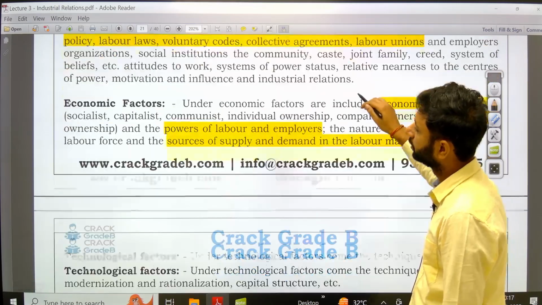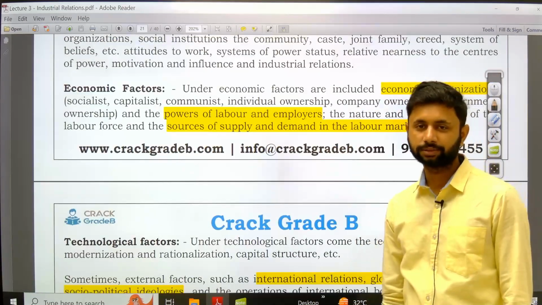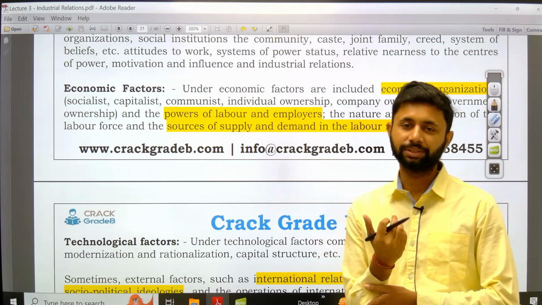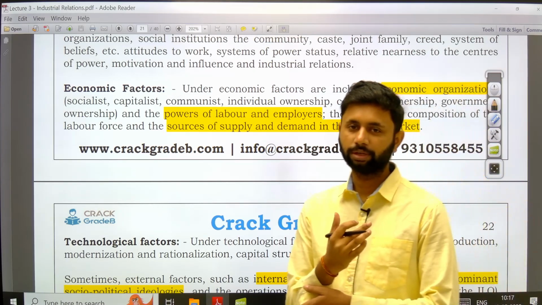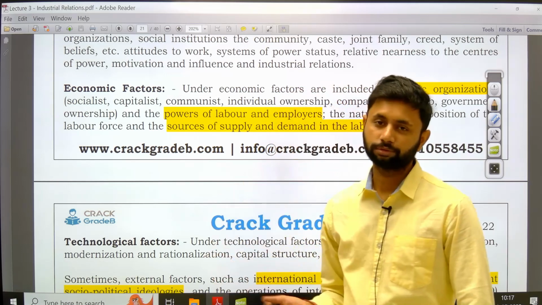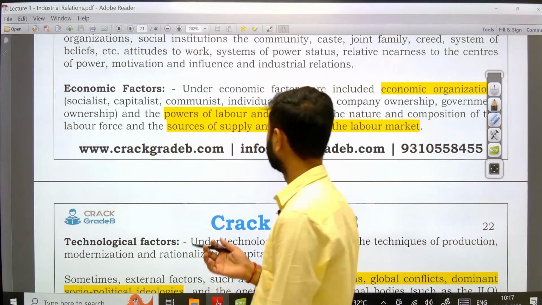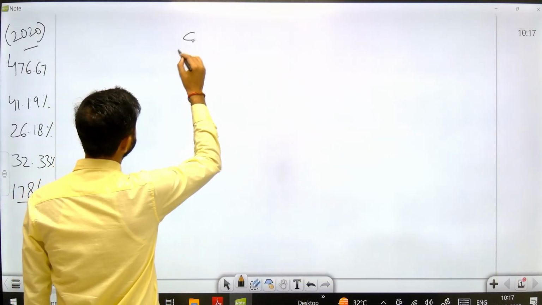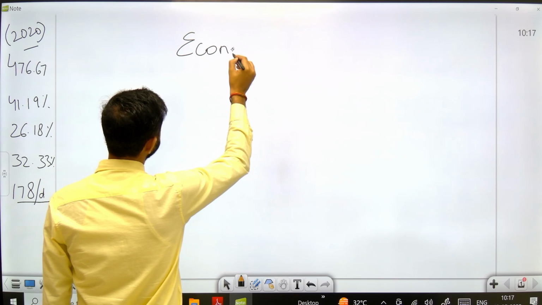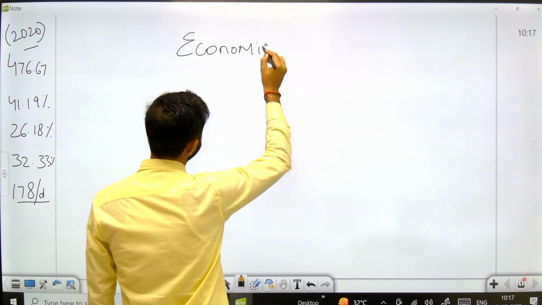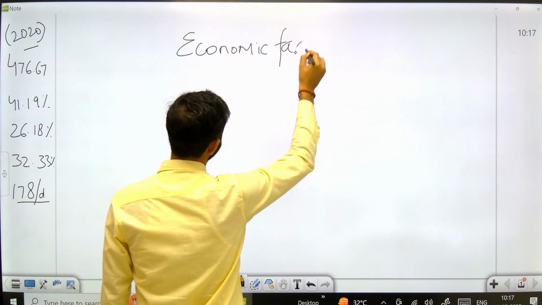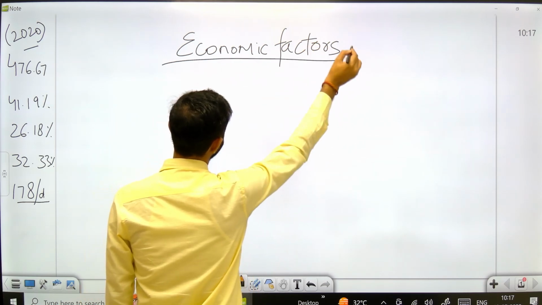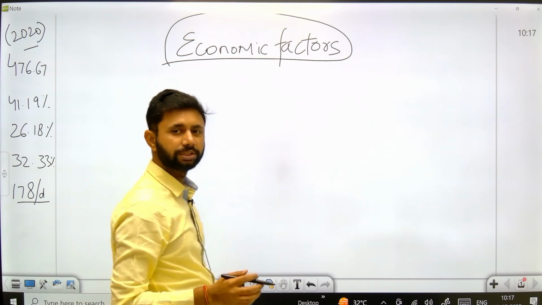Next factor are economic factors. Under economic factors, we talk about the major demand and supply of labor, even the major ideologies. Two major things we will discuss.